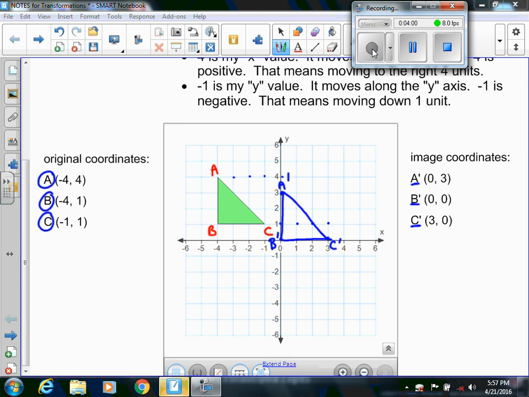So one of the things I want you to do now, and the question's not here, you'll need to make sure you write this on your paper. I want you to try to think of a rule. What would be the rule anytime that we are doing a translation like this, where we are sliding a shape? What happened to go from this original A value right here of (-4, 4) to get it to be (0, 3)? See if you can figure that out for next class.